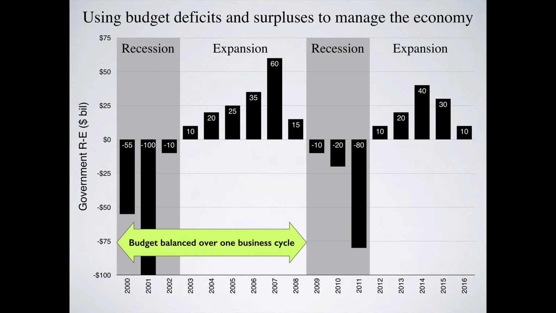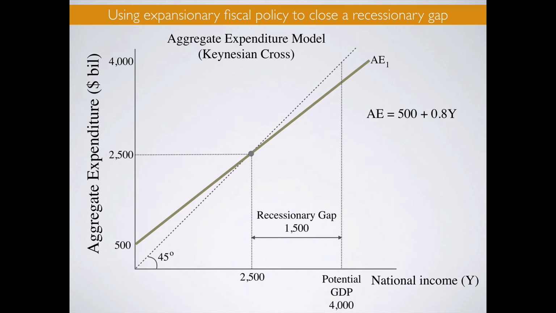The budget is balanced over one business cycle, not in any given year, right? Look at this. Most of the time, the government budget is out of balance. These are deficit years, you've got surplus years. That's okay, that's the way it's supposed to work. But it's balanced over the entirety of the cycle. That is the Keynesian vision of government fiscal management of the economy.